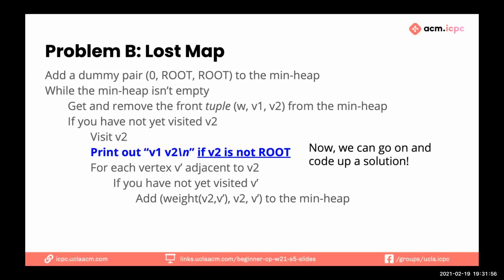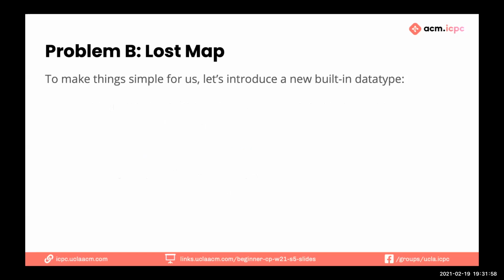Now we can go on and code up a solution. The question, which is more of an implementation question rather than logic, is how exactly do we store a three tuple? In C++, we've introduced a data structure called a pair that allows you to store two things, but we could naturally extend a pair to store three things by creating a pair of a pair.